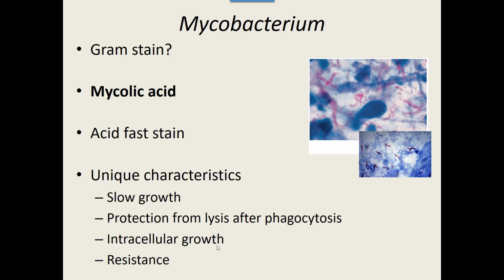Now, unique characteristics of bacteria in this group. One, they are really slow to grow. It's not just 24 hours, it might be a week or more. Partly it just takes a little bit longer to make all that mycolic acid in their cell walls. They have a little more protection from breakdown after phagocytosis, so a lot of these are intracellular organisms that if they get eaten, they don't get broken down.